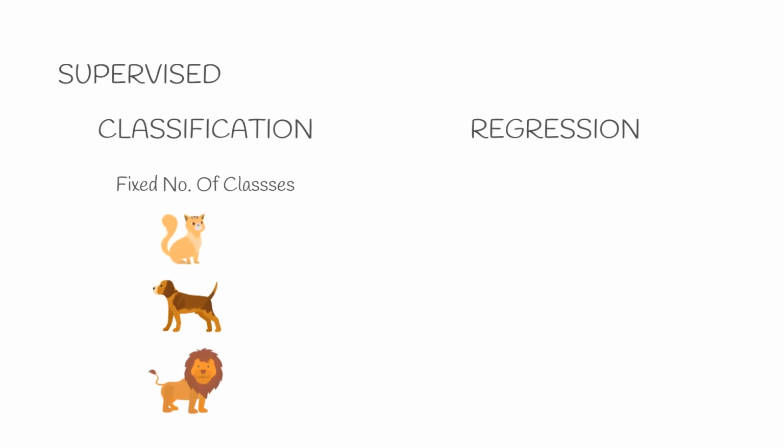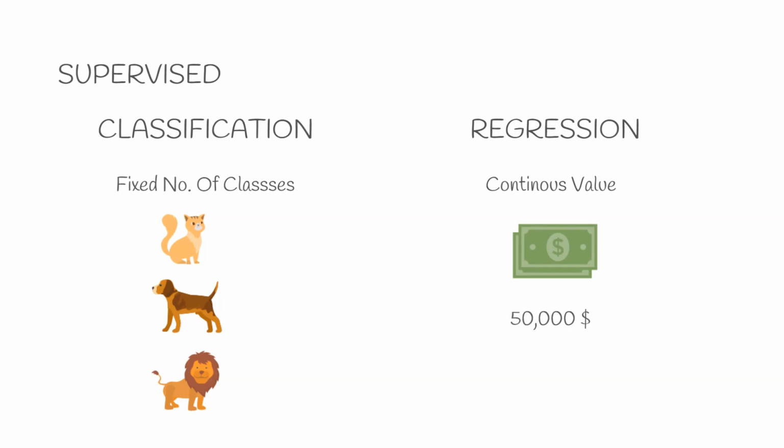Supervised learning is the most common type of learning method, and it can be further categorized into classification or regression problems. Classification is when we have a fixed number of classes and the output is one of these classes. For example, cat, dog, lion, these are three different classes. And if I show a new image to the machine, it will output it as one of these classes. Regression is where we have a continuous value. For example, the salary of a person based on age, job type, gender, etc. The output here is a continuous number like 50,000 per year.